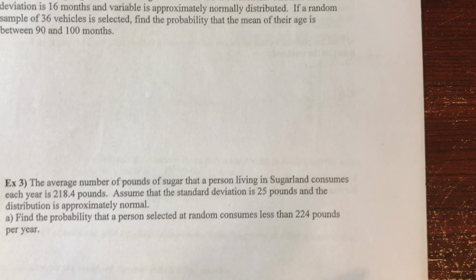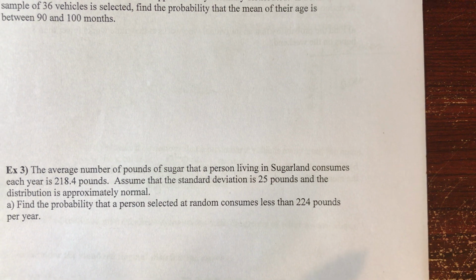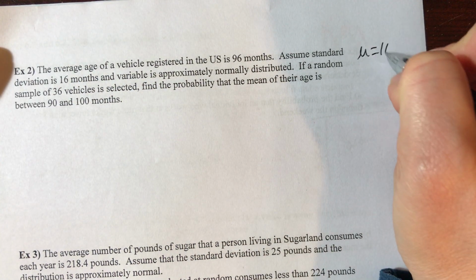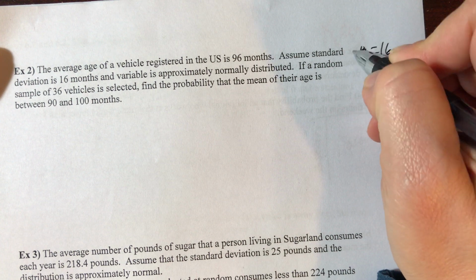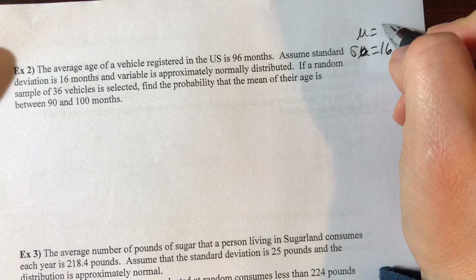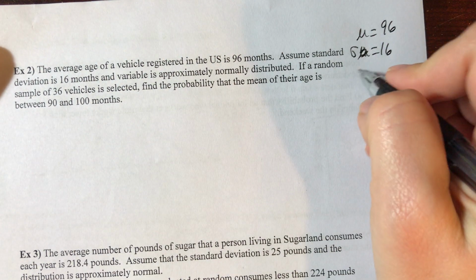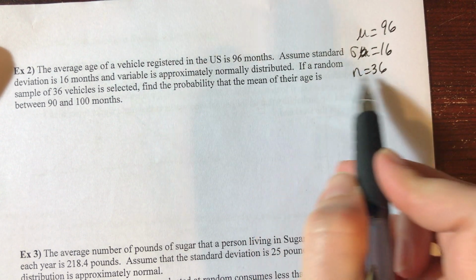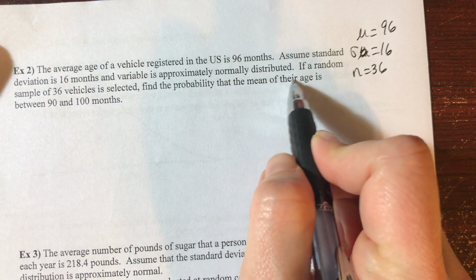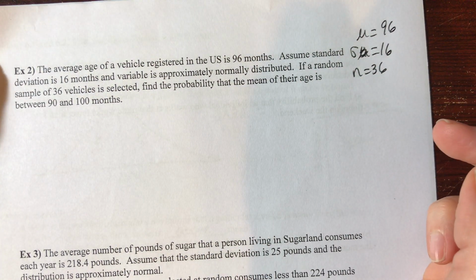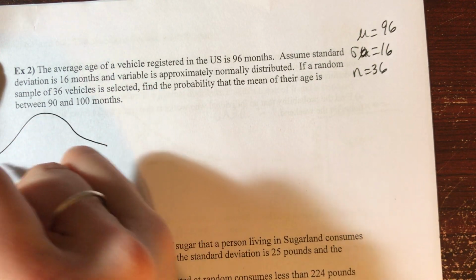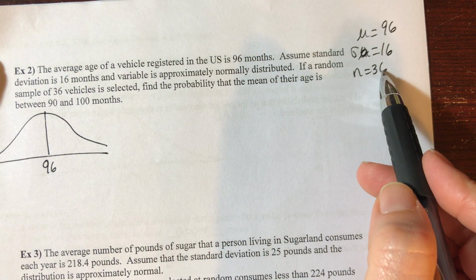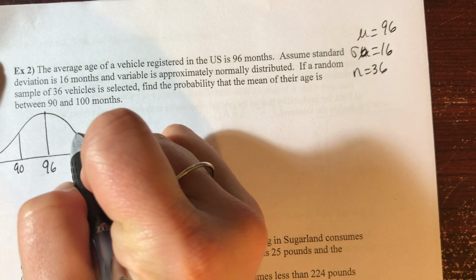All right. So if we talk about the average age of a vehicle registered in the United States is 96 months. We want to assume that the standard deviation is 16 months and the variable is approximately normally distributed. So this is sigma. Our mean for the whole United States was 96, so that's our mu. If a random sample of 36 vehicles is selected, we want to find the probability that the mean of their age is between 90 and 100 months. So when you draw your curve, if our mean is 96, our population mean, we want to find the probability that these 36 cars have an average between 90 and 100.